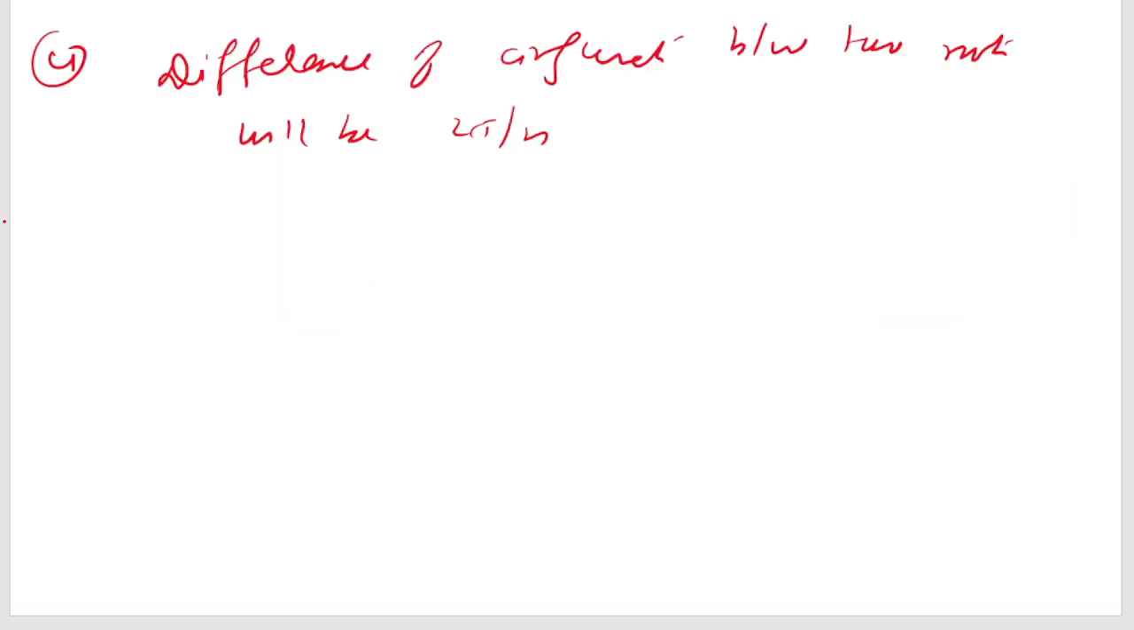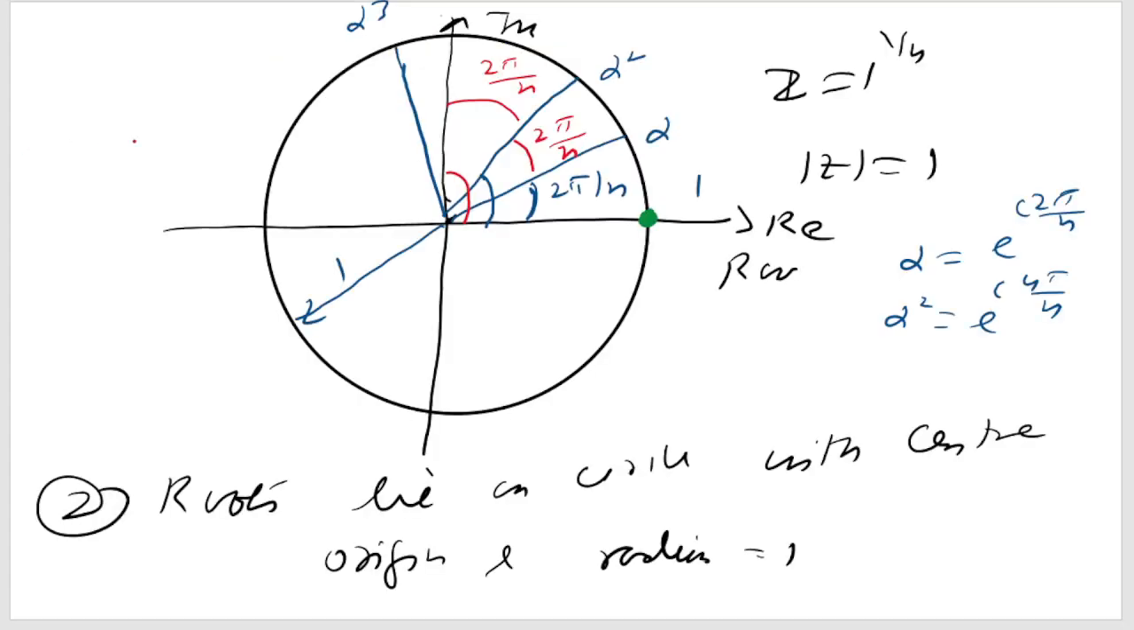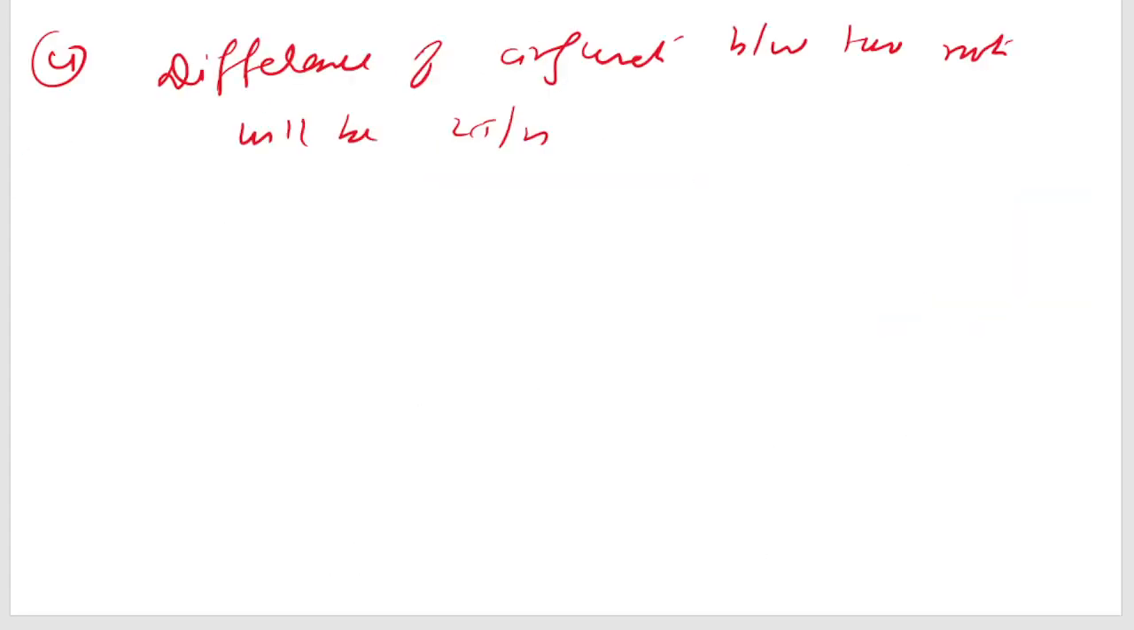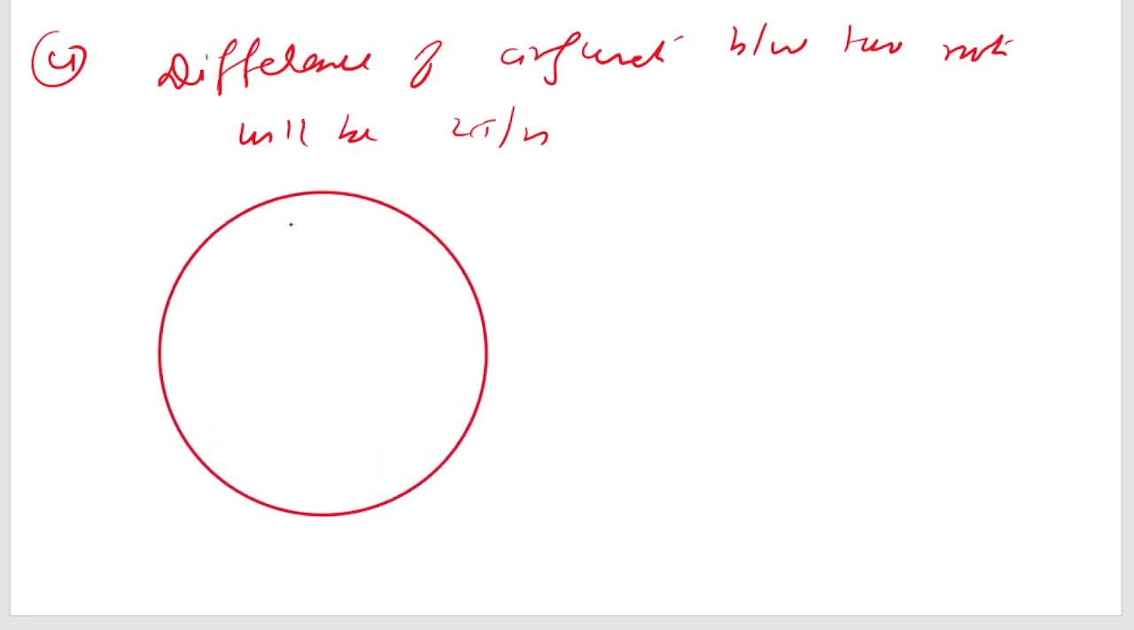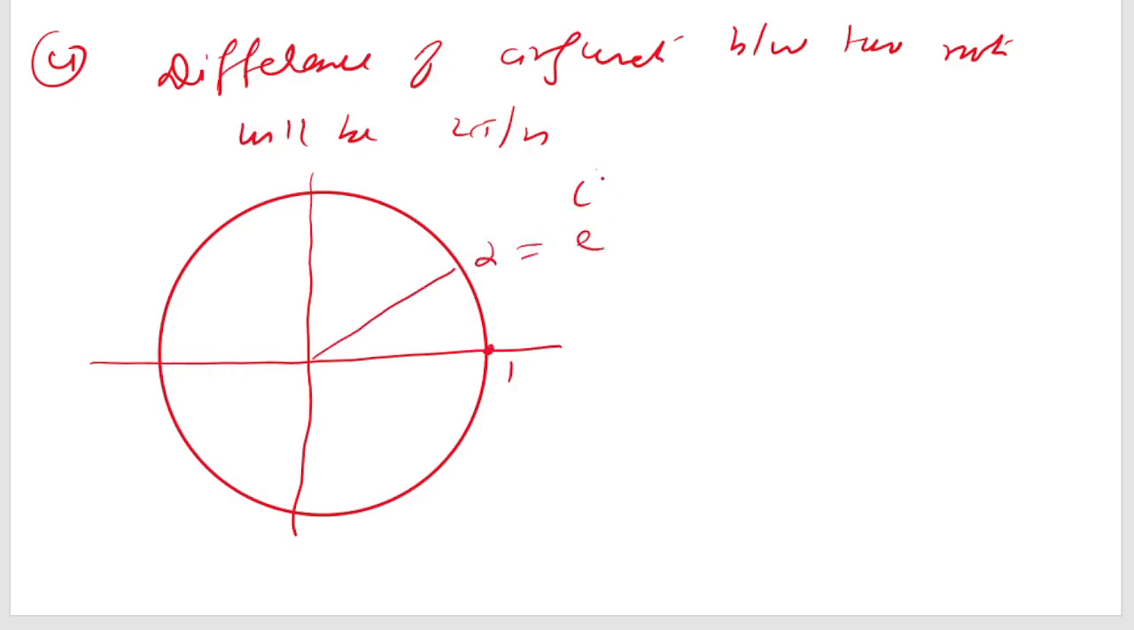Next, if you look at this particular circle, just observe one important thing on the circle. Let's say this is the first root, alpha is the second root, that is e to the power i 2 pi by n, and the last root is alpha to the power n minus 1, that is e to the power i 2 pi (n minus 1) by n.